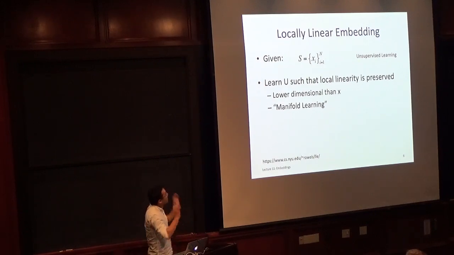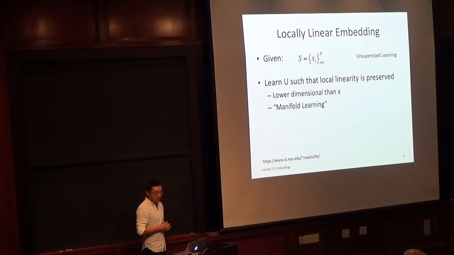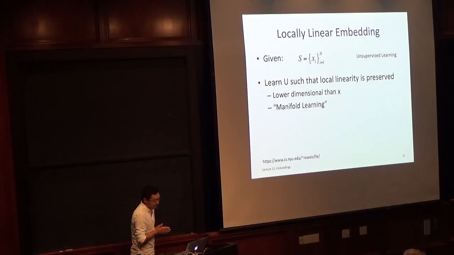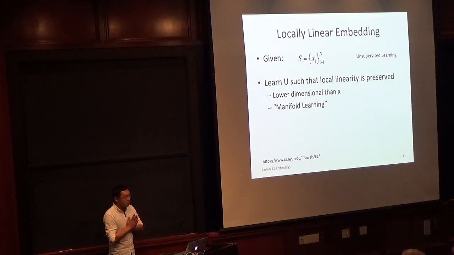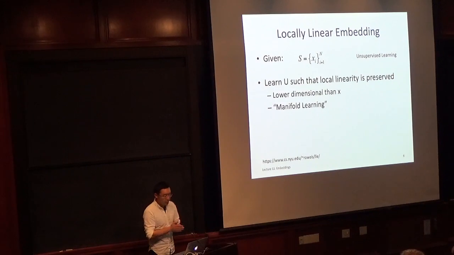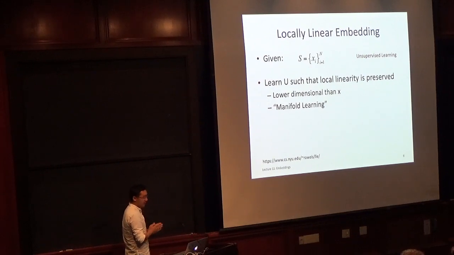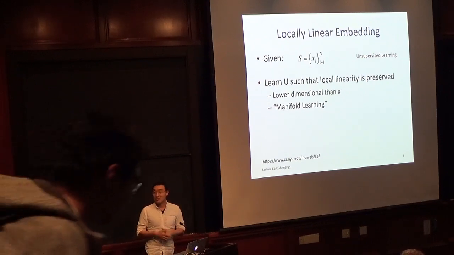Okay, so the first thing I want to talk about, again, this is a very classical approach that's perhaps not so popular today, is locally linear embedding. The basic idea is as follows. We have an unsupervised data set X. We want to learn an embedding U of every data point in X such that local linearity is preserved. However, the dimensionality of U is much lower than the dimensionality of X. This is also known as an instance of what's called manifold learning.